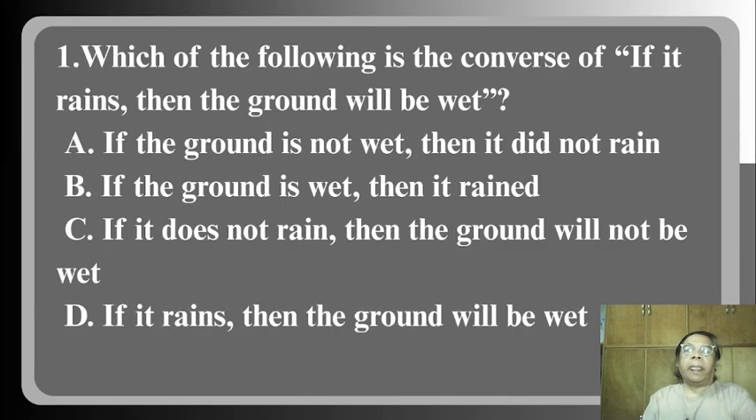Number 1. Which of the following is the converse of "if it rains, then the ground will be wet"? Letter A. If the ground is not wet, then it did not rain. Letter B. If the ground is wet, then it rained. Letter C. If it does not rain, then the ground will not be wet. Letter D. If it rains, then the ground will be wet.